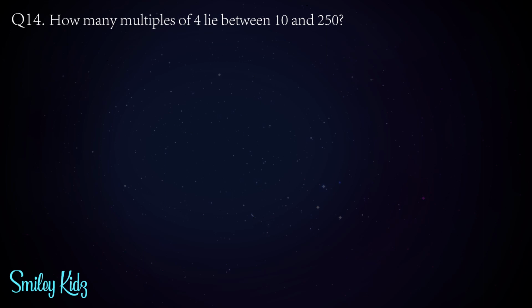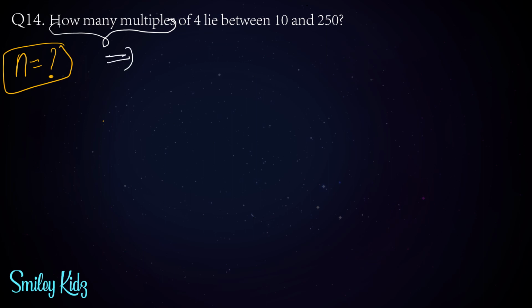Moving on, we have: how many multiples of 4 lie between 10 and 250? Again, how many multiples, in the sense, that means you're going to find out the value of n. I hope this is clear by now, right? How many, which term, all of this indicates that you're going to find out the value of n. Now, how many multiples of 4 lie between 10 and 250? First, let's find out the AP.